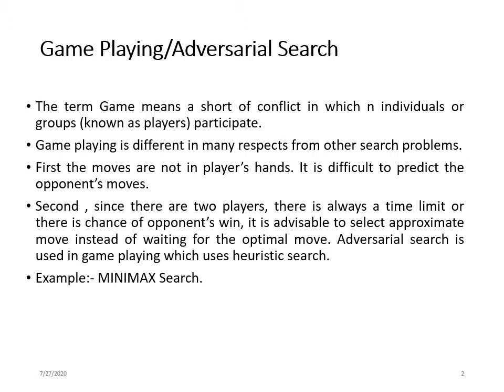Second, since there are two players, there is always a time limit or a chance of the opponent winning. It is advisable to select an approximate move instead of waiting for the optimal move. Adversarial search is used in game playing, which uses heuristic search, for example, min-max search. We will talk later about min-max search.